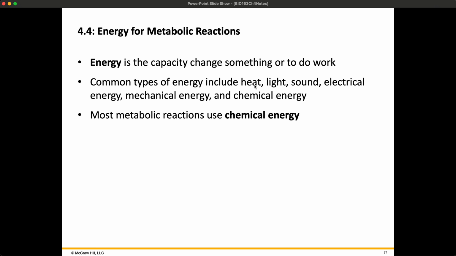Looking at those different ones, think through your brain, maybe some examples of these types of energy, or how you can see these energies in motion or in action. Metabolic reactions use chemical energy. That's typically the common one that we're going to see, where they actually break bonds between molecules and use that energy source.